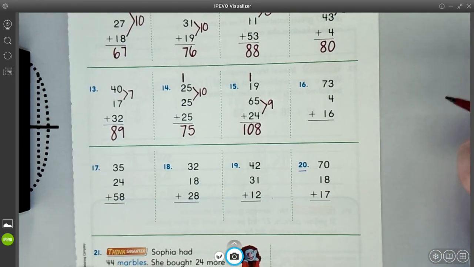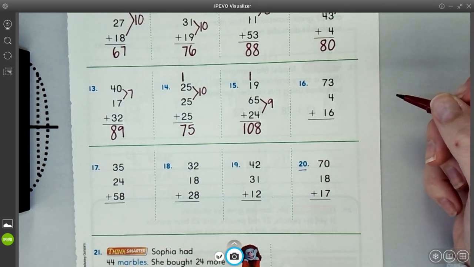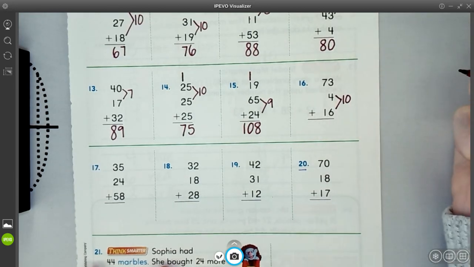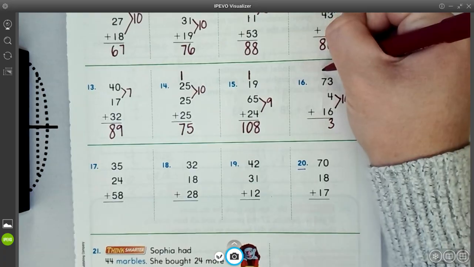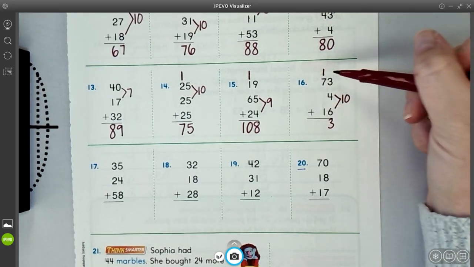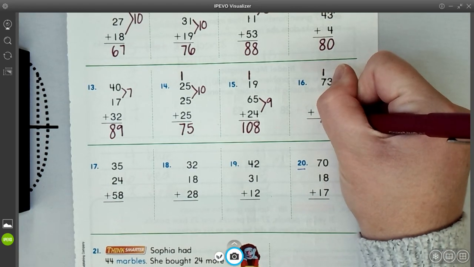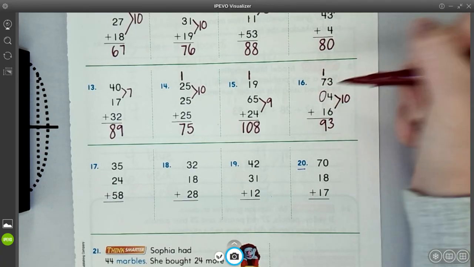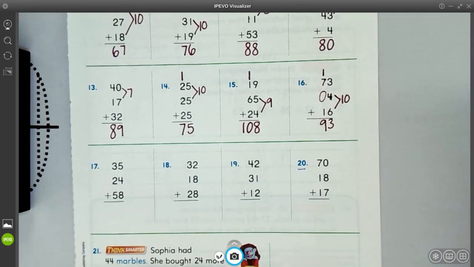Number 16, 73 plus 4 plus 16. Okay, I see a 10. 4 plus 6 equals 10. Plus 3 equals 13. So I have 3 ones, 1 ten to regroup. Now I have 1 plus 7 plus 1. 1 plus 7 equals 8. Plus 1 more equals 9. And remember, we have a little invisible 0 right here for 4. Four ones means we don't have any tens, so there's a little invisible 0 there.